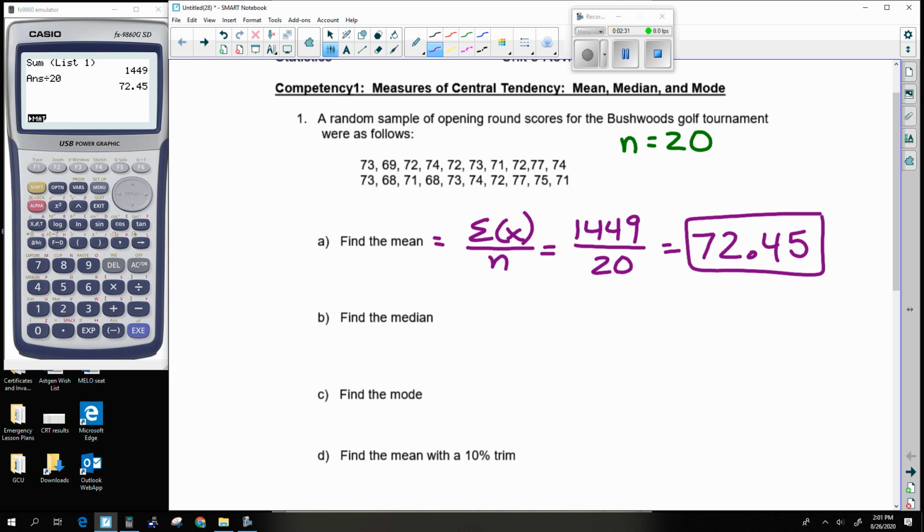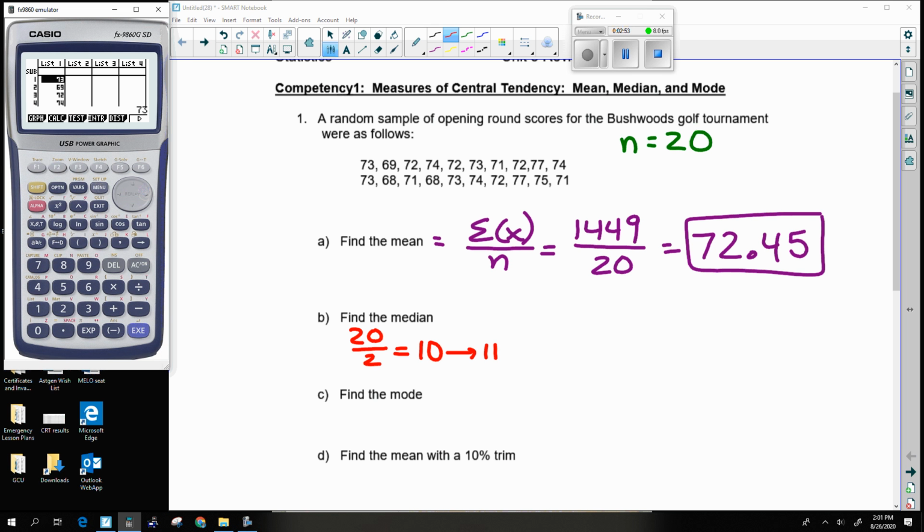The median. I noticed that there are 20 numbers in this list. So if I divide by 2, that implies 10. Because it's an even number, it's going to be in between the 10th and the 11th number. So I have to find the 10th and the 11th number. Now, I can't just go to my calculator and go to the 10th number and have it be true. What you have to have is these numbers in order to find which truly is the 10th and the 11th number. So I have to put these numbers in order. I can't just arbitrarily choose any 10th number that I want.